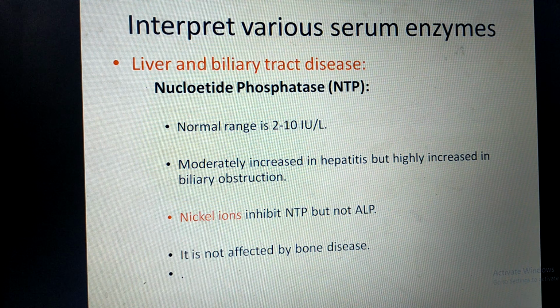But it differs from alkaline phosphatase in two ways. Nickel ions inhibit NTP, but nickel ions do not inhibit alkaline phosphatase. And the second thing is that NTP is not affected in bone diseases, unlike alkaline phosphatase.